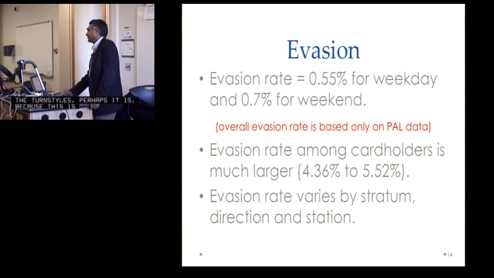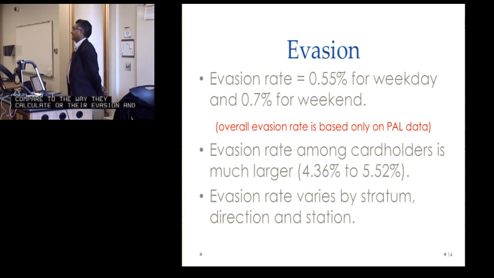Did you look at, in your literature search or whatever, the practices in other cities that have rail systems comparable to the Twin Cities, and how does this compare to the way they calculate their evasion and compliance, and perhaps how does it compare in terms of overall percentages of evasions?